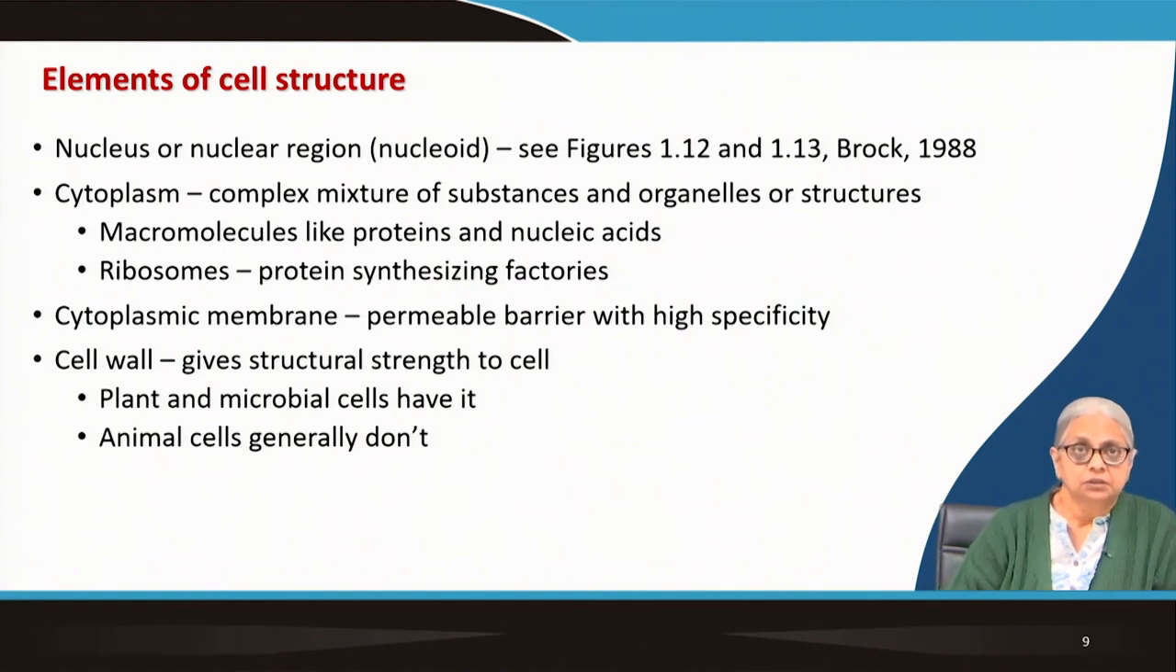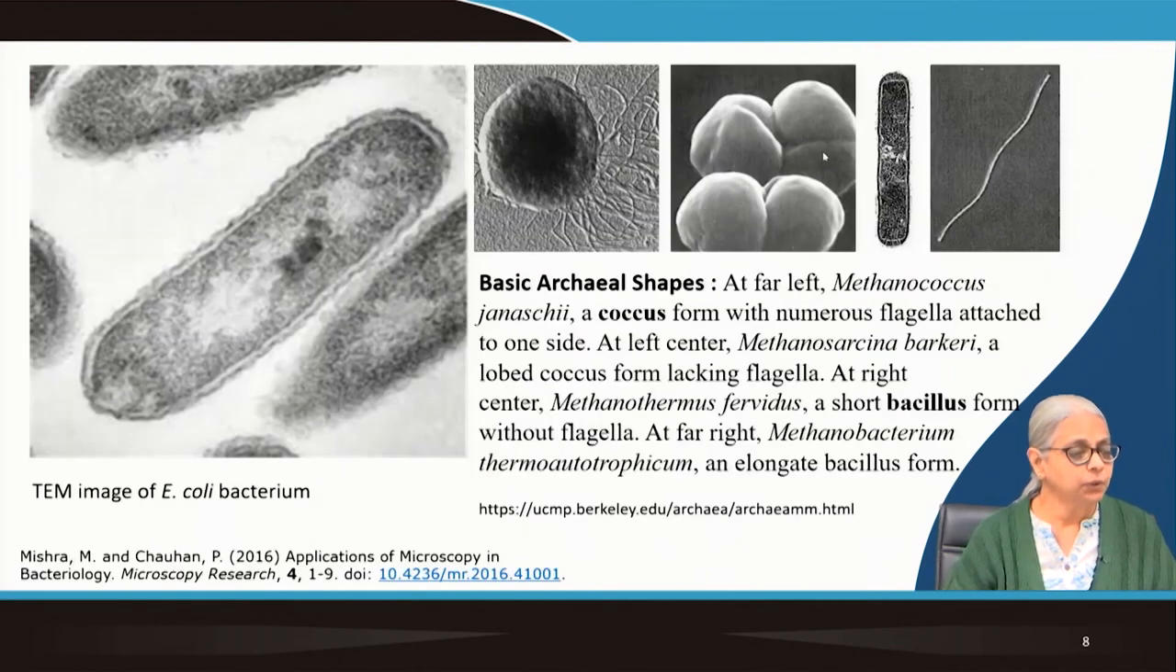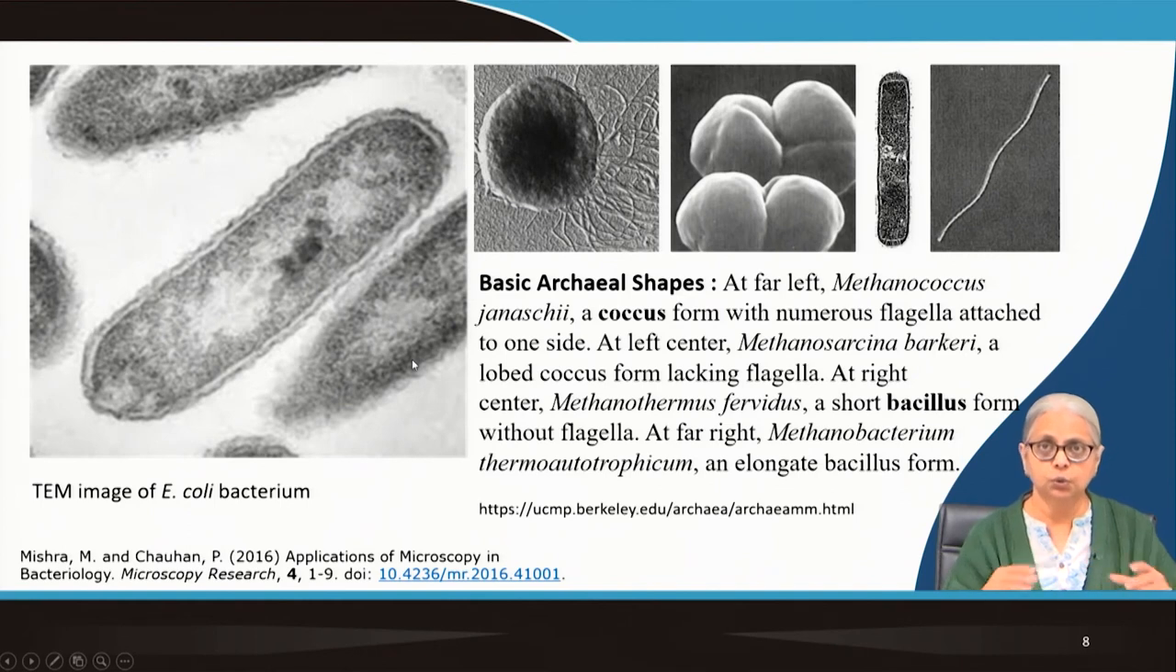In terms of cell structure, what do we have? Like I said, one of the major defining characteristics between prokaryotes and eukaryotes is the nucleus or the nuclear region. You can refer to any of the textbooks for lots of different SEM and TEM images of the nucleus or the nuclear region. And let me point out something right here. So this white space that you see, that is the nuclear region in the E. coli bacteria. This white space, these are all nuclear regions. It's not enclosed in a nucleus. So that's why you can see it freely distributed throughout the cytoplasm.